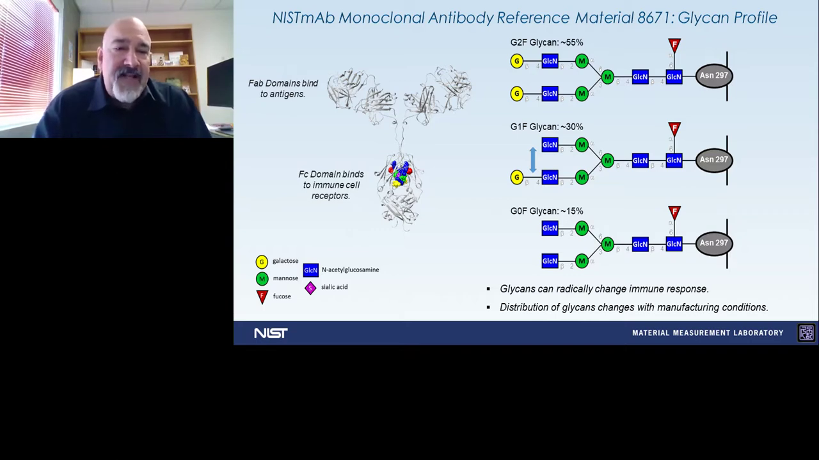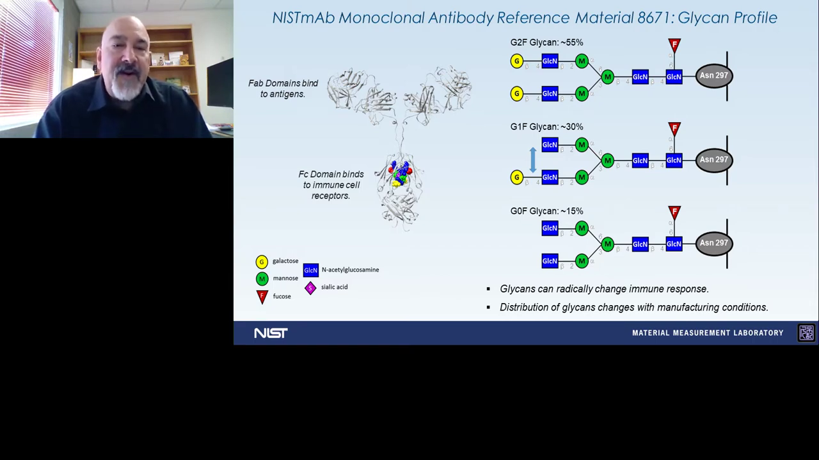Now, monoclonal antibodies have sugar groups attached to them, glycans, and these sugar groups strongly modulate how the antibody can interact with an immune cell receptor. So the composition of these glycans is incredibly important, and small changes in manufacturing conditions can change the profile of glycans that are attached to the antibody.